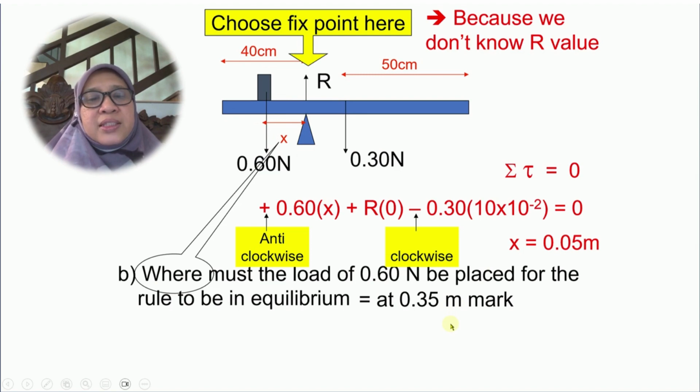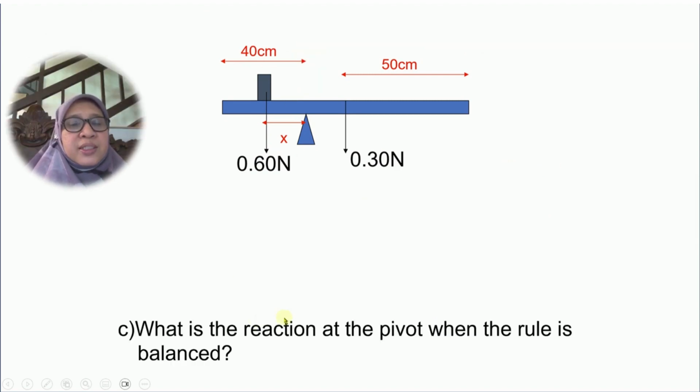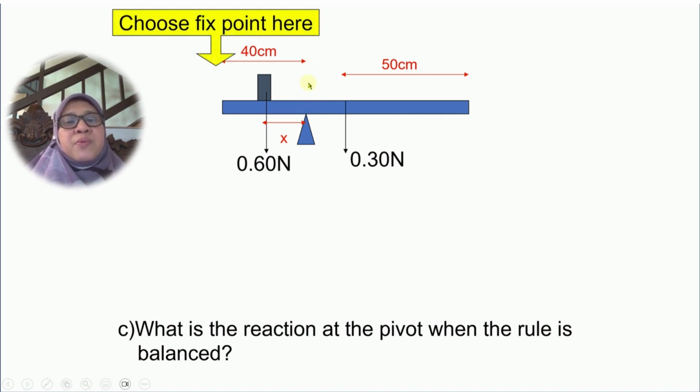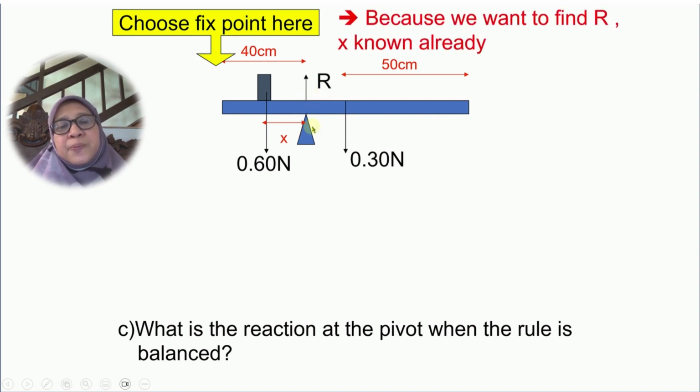So that's the answer. Now we go to question C. What is the reaction at the pivot when the ruler is balanced? We are going to find the reaction. We choose the fixed point at the end of the ruler because we are going to determine R this time. R is the reaction force at the pivot here.